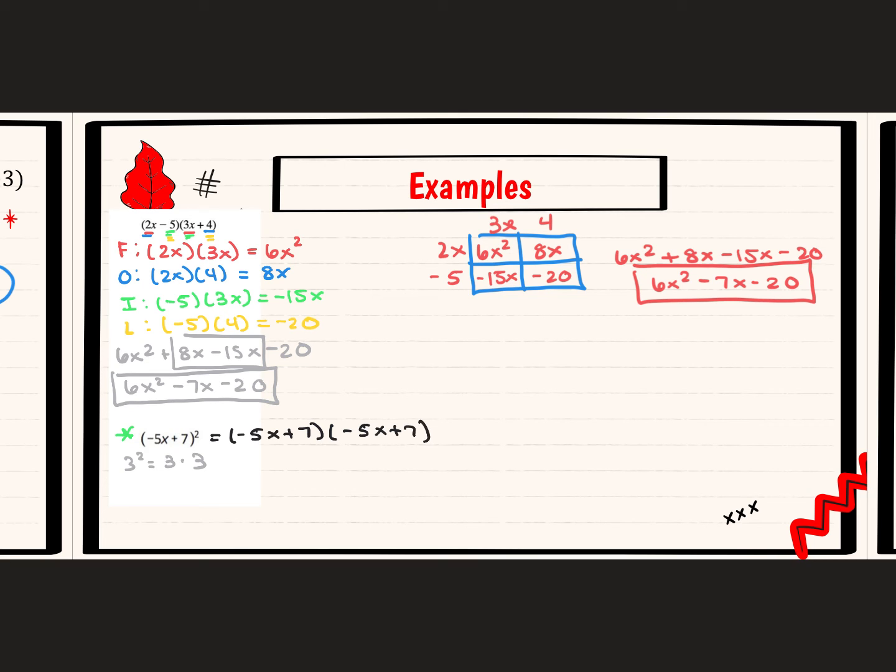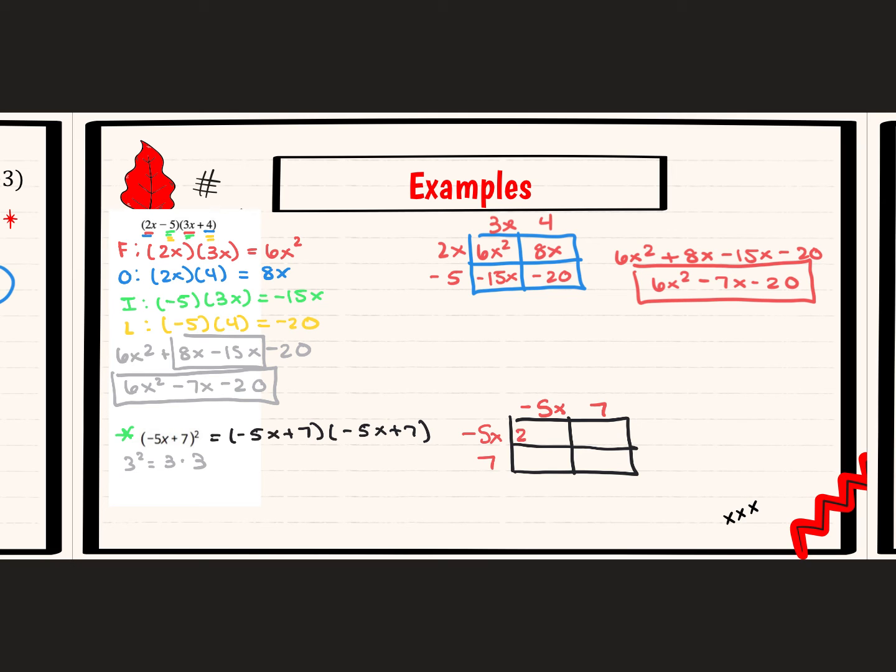This one right here is a very popular one on the SOL and on assessments because it is a common misconception to just distribute the square. So remember, anytime we're squaring something or raising something to an exponent, we're multiplying it by itself that many times. So for this one, I'm just going to go ahead and use the box method. Again, if you like FOIL, that is totally up to you. I'm just going to quickly use the box method here since we went over FOIL and box method in the previous example. So I have negative 5x and 7, negative 5x and a positive 7.